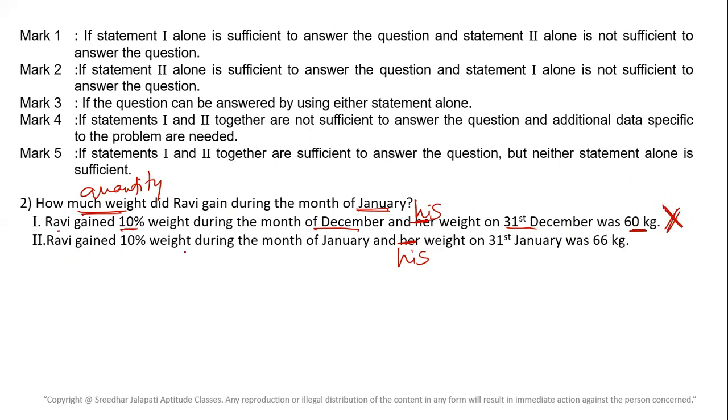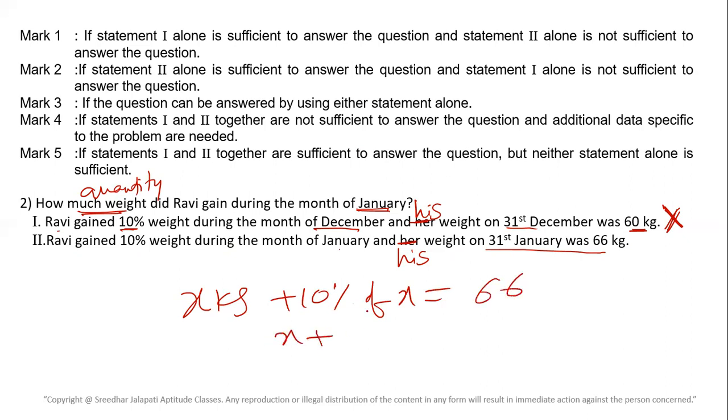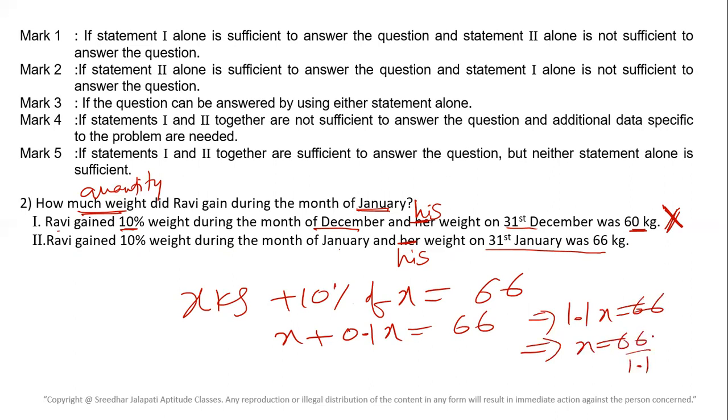Second, Ravi gained 10% weight during the month of January, and his weight on 31st January was 66 kg. That means, let us assume in the beginning of January he was X kg. He gained 10% of it, and now it has become 66. So X plus 10% of X is nothing but 1.1 X, which is equal to 66. From this, X is equal to 66 by 1.1, that is 660 by 11, which is 60.